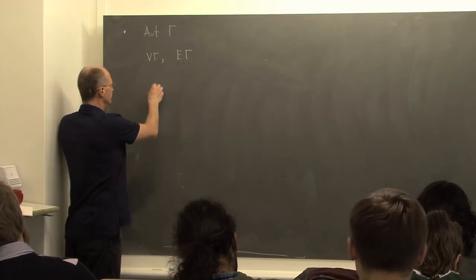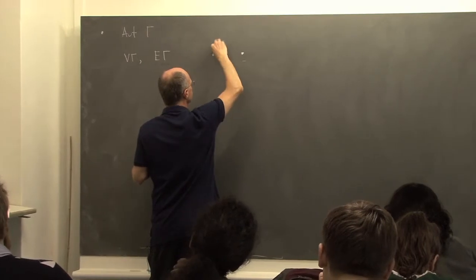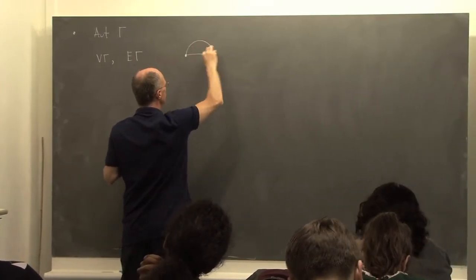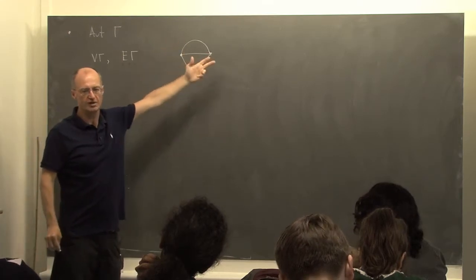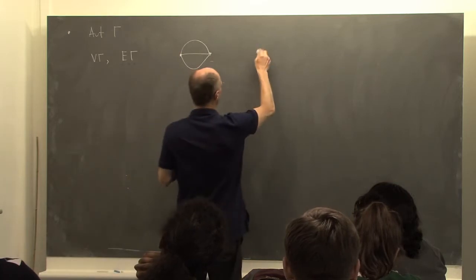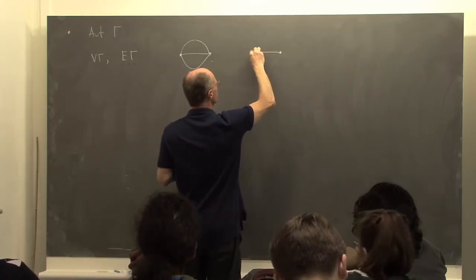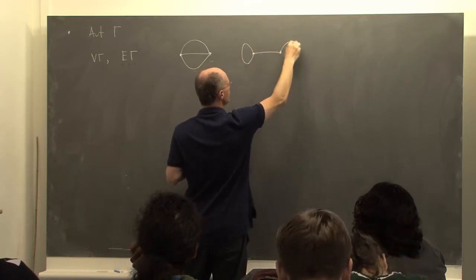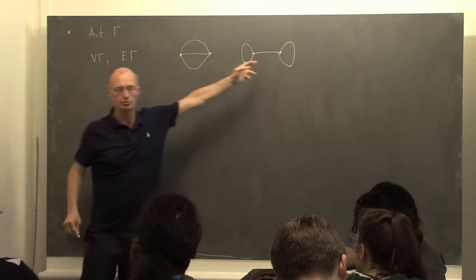What would be examples? Let me draw a couple of examples that will be of interest for us. For instance, this is a graph with two trivalent vertices and three edges. Another graph with two trivalent vertices and three edges, for instance, would be something like this. So we can admit loops.